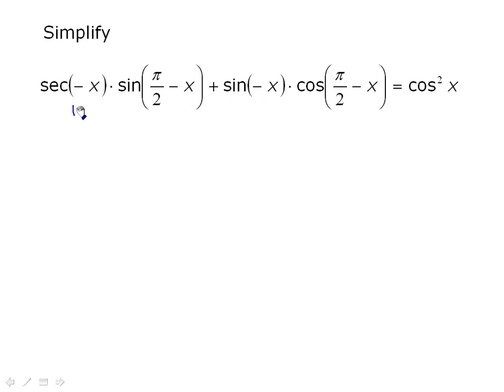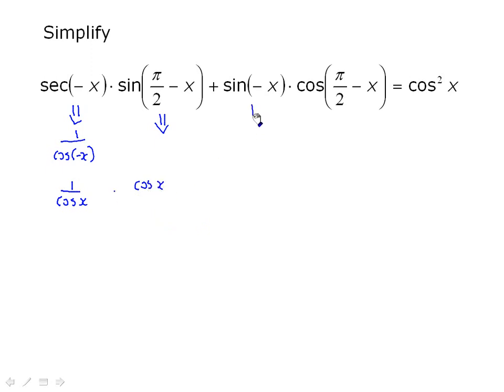And the fact is, secant of negative x is equal to 1 over the cosine of negative x. And 1 over cosine negative x, according to what we know about symmetry properties of trig functions, is equal to 1 over cos x. It's even. And then sine of pi over 2 minus x, take a look at your cofunction, or complementary identities, and the sine of pi over 2 minus x is equal to just plain cos x.